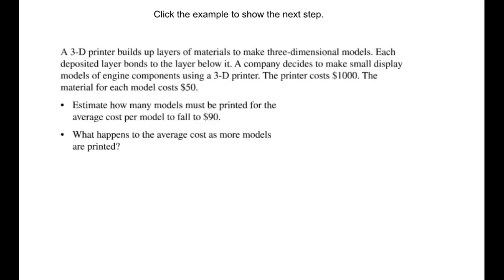Okay, so then here's our example number 5. So a 3D printer builds up layers of materials to make three-dimensional models. Each deposited layer bonds to the layer below it. A company decides to make small display models of engine components using a 3D printer. The printer costs $1,000. The material for each model costs $50. So estimate how many models must be printed for the average cost per model to fall to $90. So then the second part of the question is what happens to the average cost as more models are printed?